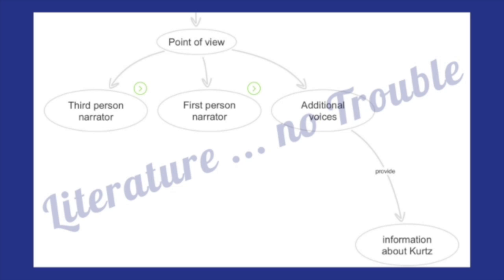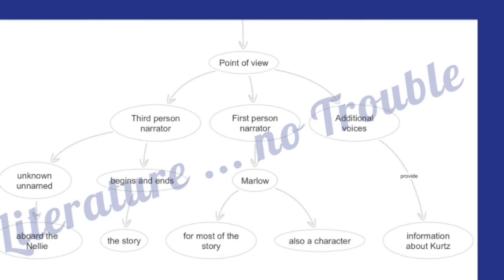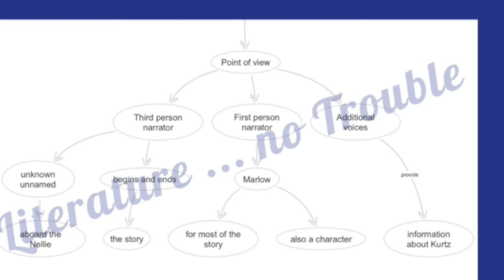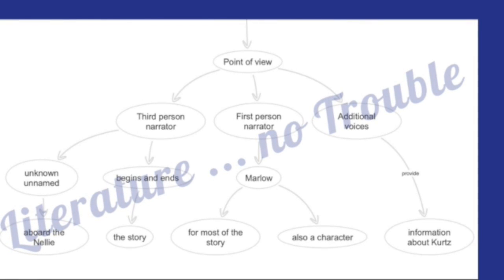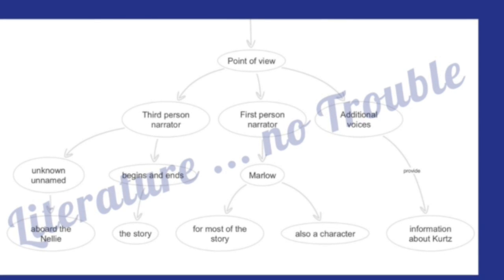In addition to the primary and secondary narrators, there are other voices that contribute to the narrative complexity. These include the individuals aboard the Nelly who question and interpret Marlow's story, as well as the characters Marlow encounters at various stations of the company who provide subjective information about Kurtz. The presence of multiple narrators in Heart of Darkness complicates the very structure of the novella.